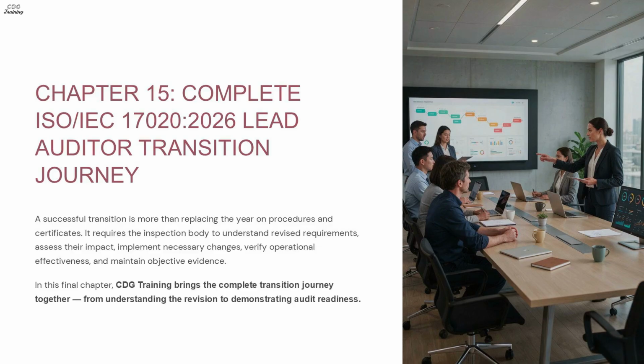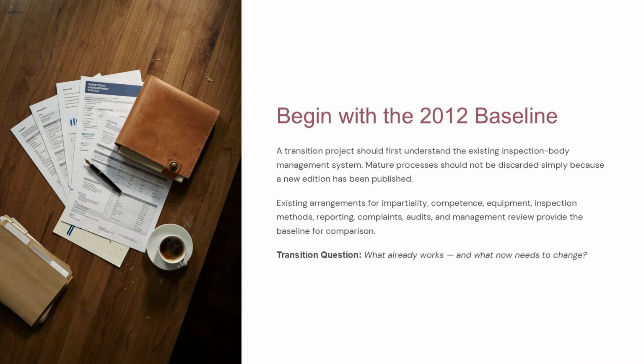audit readiness. A transition project should first understand the existing inspection body management system. Mature processes should not be discarded simply because a new edition has been published. Existing arrangements for impartiality, competence, equipment, inspection methods, reporting, complaints, audits, and management review provide the baseline for comparison. Transition question: what already works, and what now needs to change?